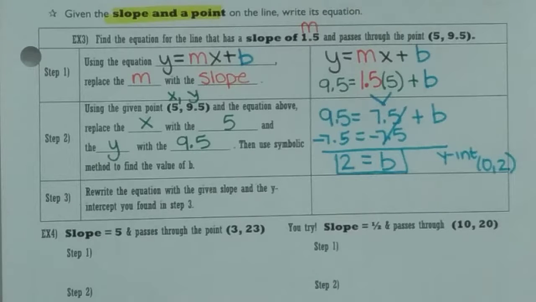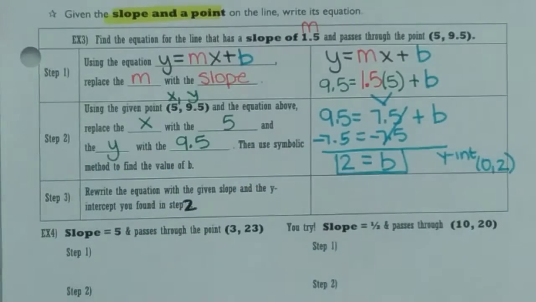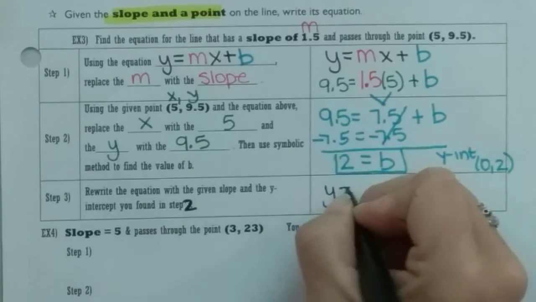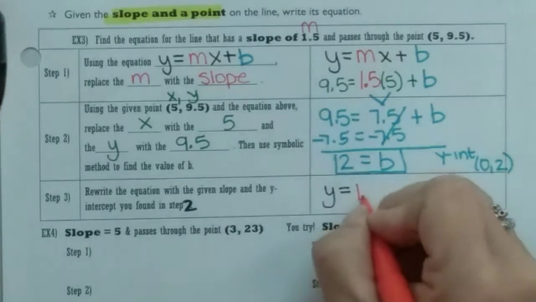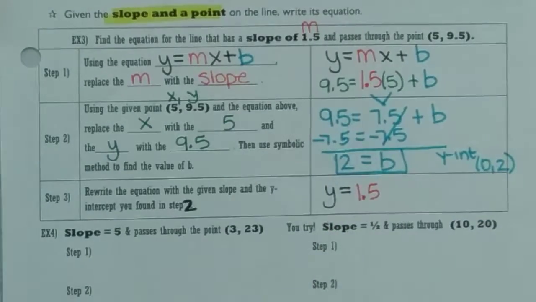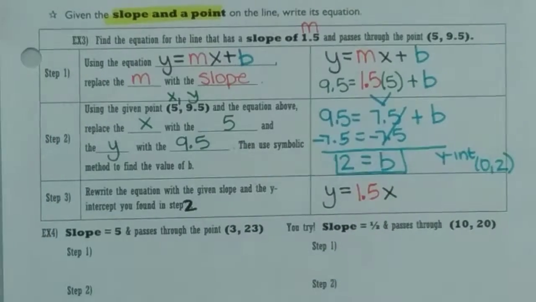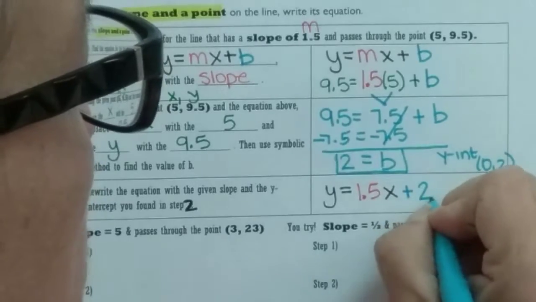Rewrite the equation with the given slope and y-intercept we found in step 2. Okay? So step 3, so we're going to write y equals, in place of m is that same slope we had, 1.5 x, and then since our y-intercept is a positive 2, I'm going to do plus 2.